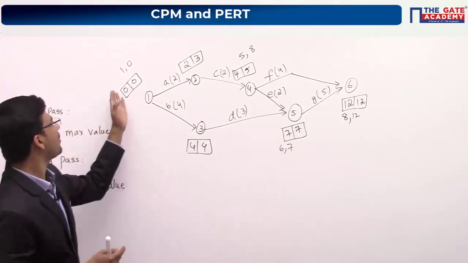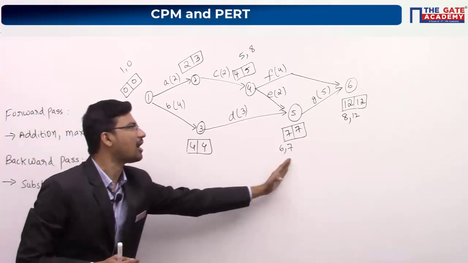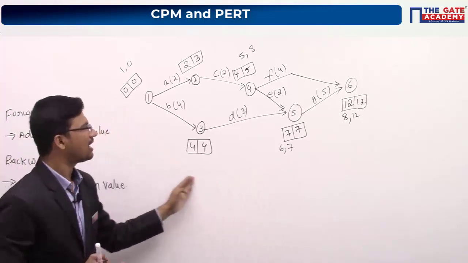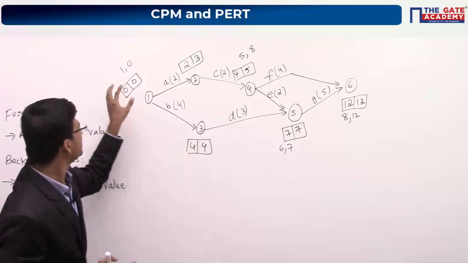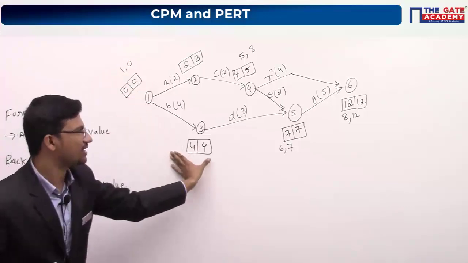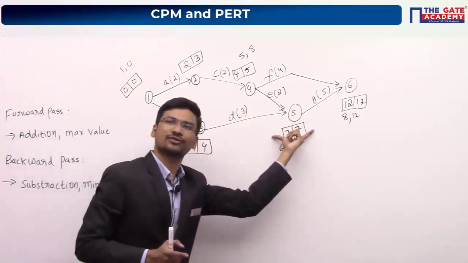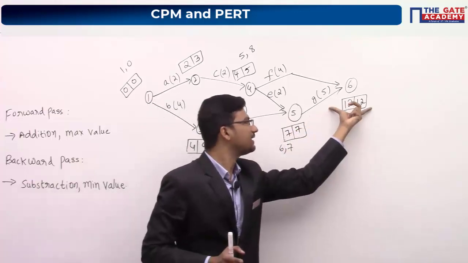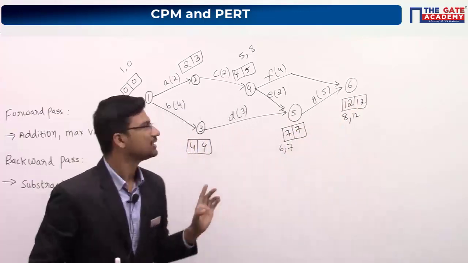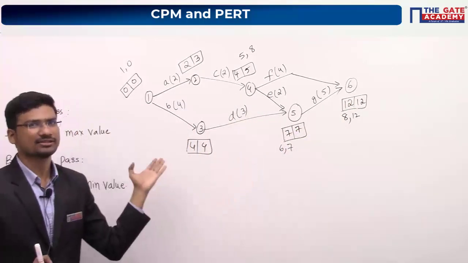Why? You can see along this critical path, all the slack values are 0. And all the float values will also be 0. So slack is 0, here also slack is 0, and here also your slack is 0. And again here, your slack will be 0. So along this critical path, your slack values are 0.